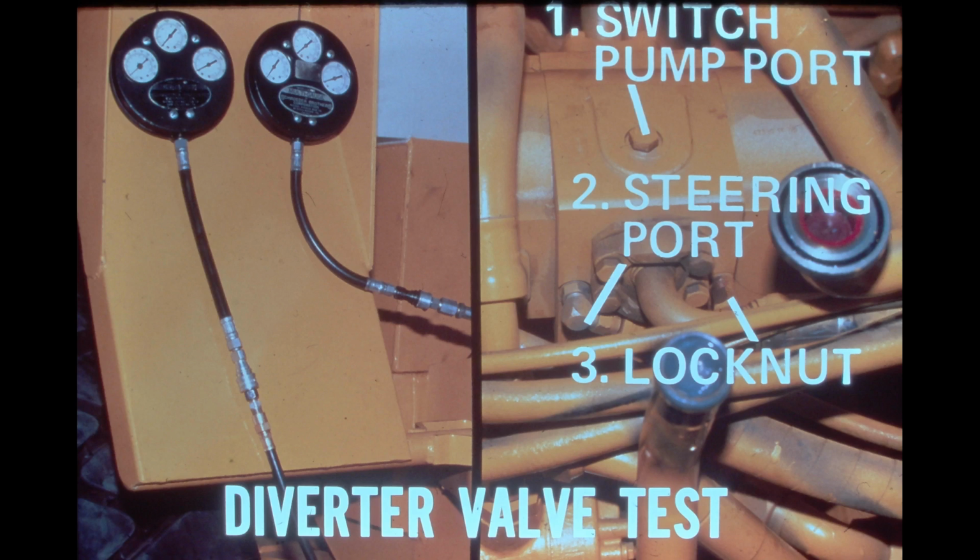If the diverter valve is switching at too low an engine speed, the set screw under the lock nut on the side of the diverter valve should be backed off a small amount. If the switch is made at too high an engine speed, the set screw should be tightened a small amount. After adjusting the set screw, remember to tighten the lock nut and recheck the diverter valve. The right photo shows the switch pump port, the steering pump port, and the lock nut which secures the set screw.